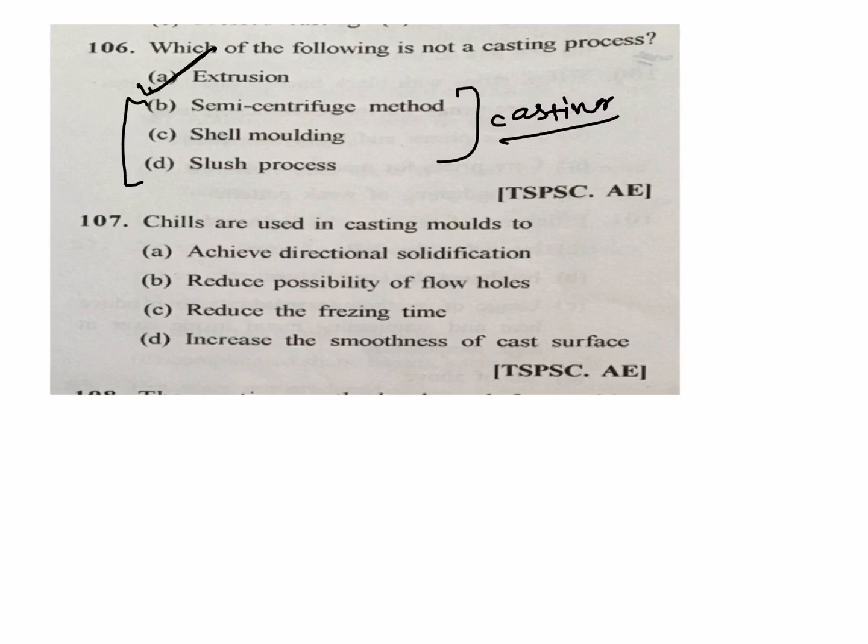Chills are used in casting molds to achieve directional solidification. This one also star rated question. Chills for directional solidification. Reduce possibility of blow holes. Reduce the freezing time. Increase the smoothness of cast surface. To reduce freezing time, padding is provided.